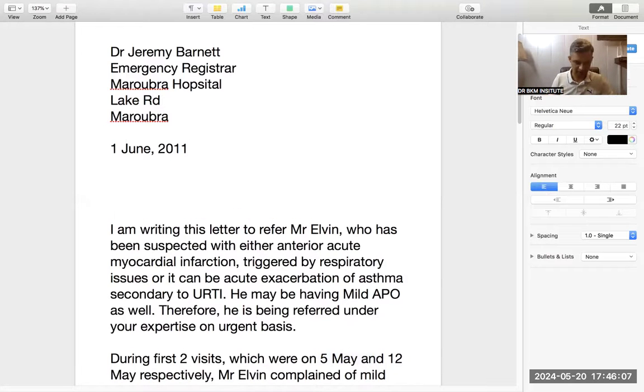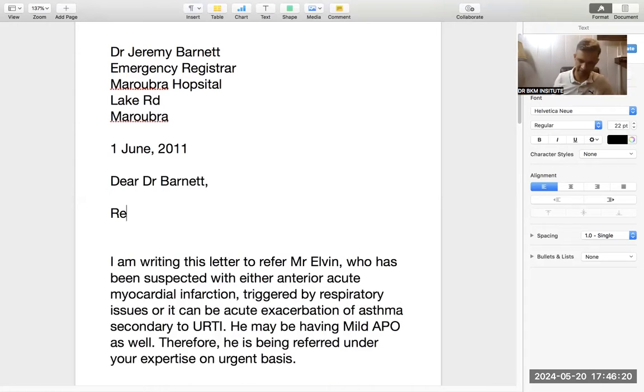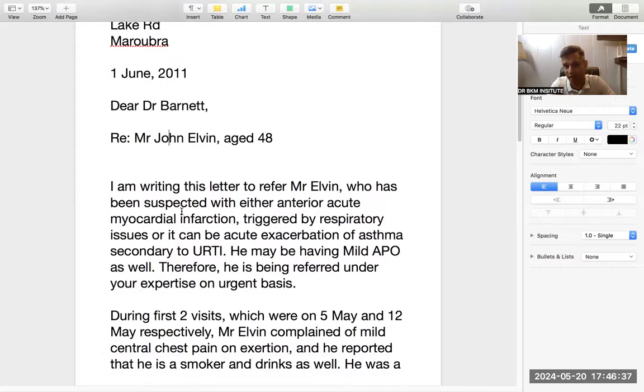Then you write, Dear Dr. Barnett, and then you say the patient name, regarding. This is the pattern. For all the new people out here, Mr. John Elvin, comma, aged 48. Complete letter done. So it does not take time. It just takes courage. Grammar has to be controlled.